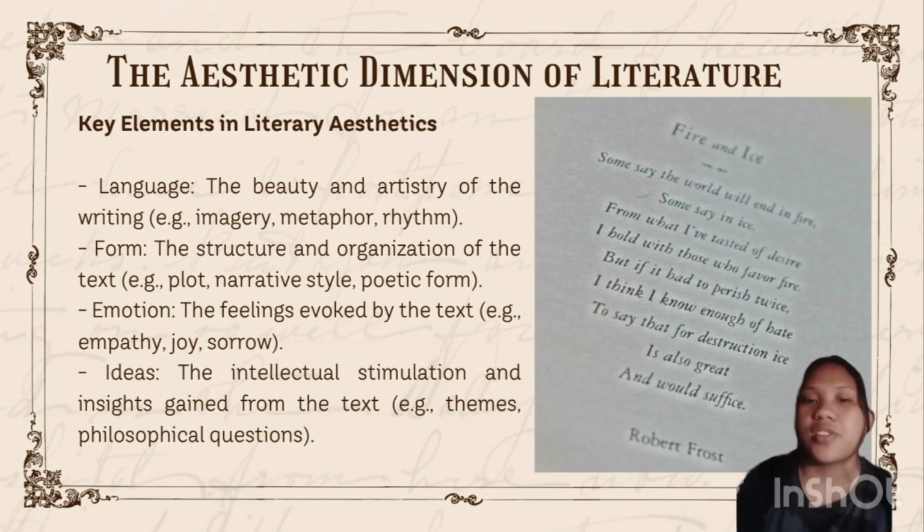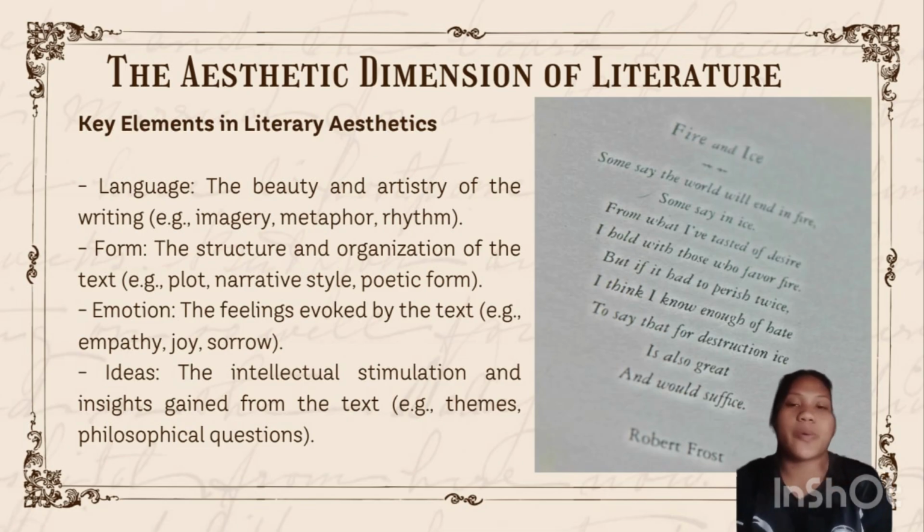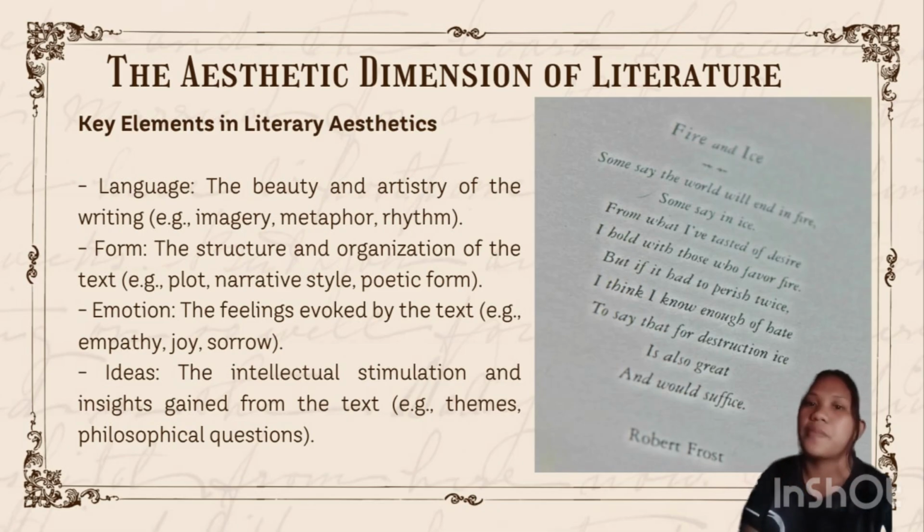Next is form, the shape or structure of the writing. In poetry we have different kinds of poems. It can be a haiku, right? Its shape is its structure. Then emotion, the feelings in the story or poem. It can be sadness, happiness, enjoyment; there are many emotions.